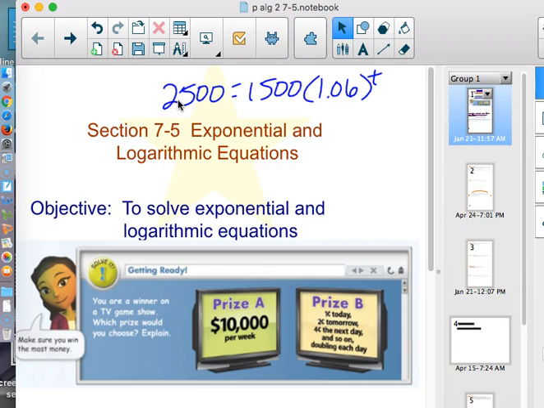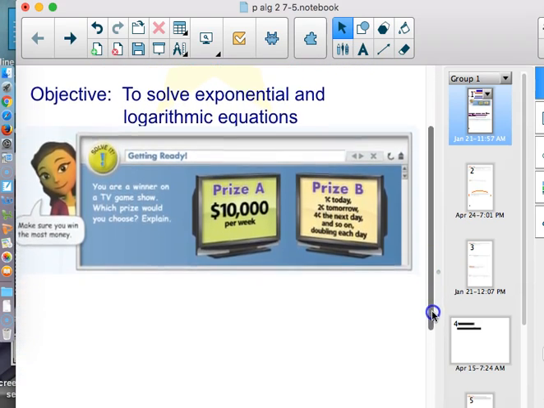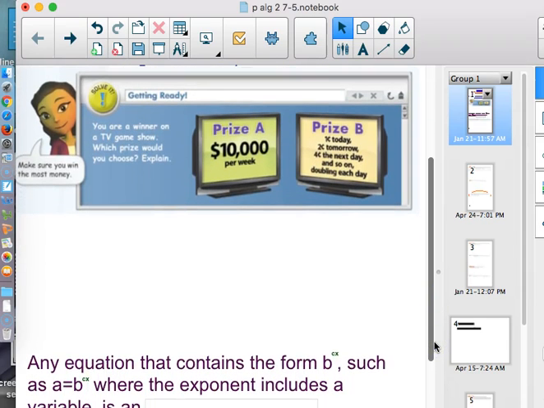So if we wanted to solve this by hand, we would divide both sides by 1500 and then take the logarithm base 1.06 of both sides. And we could solve this using the change of base formula. So that's what we're going to do today: talk about how you solve exponential equations that look like that, and how you solve logarithmic equations. We probably won't get real far in both of them, but we'll do all right. We should have a good feeling when we're done that, hey, now I know why we were doing all this. So that's our objective, solving exponential and logarithmic equations.